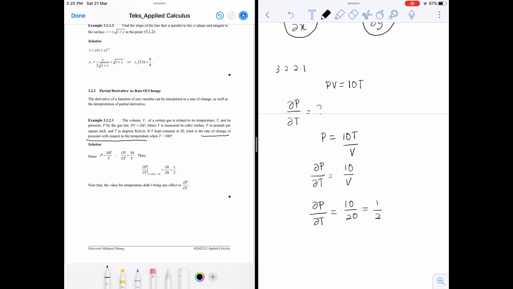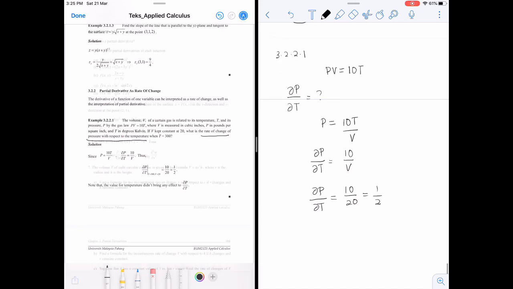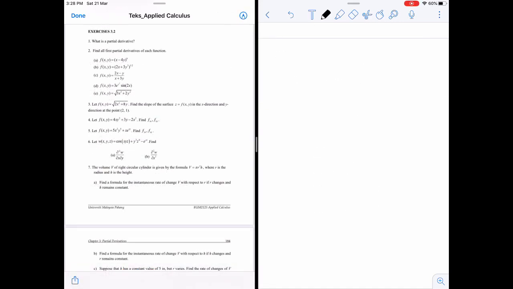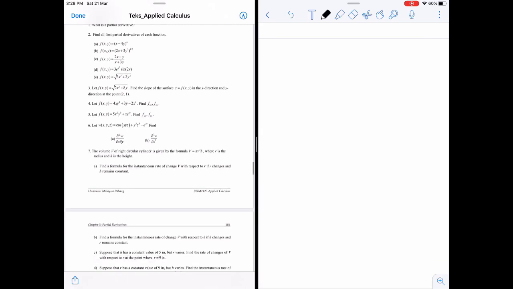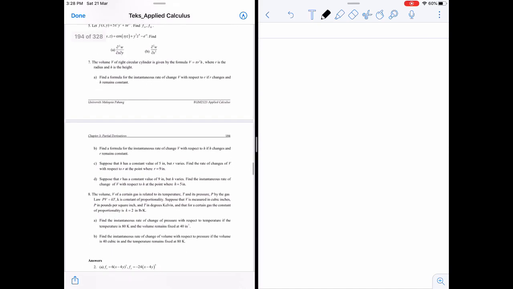So we can simply find the rate of change by using a partial derivative of a function with two variables. Let's see another example in exercise 3.2 number 7. Let's do this exercise together.